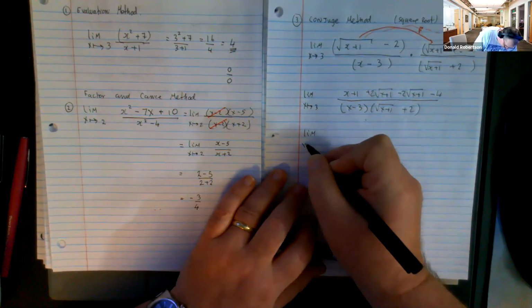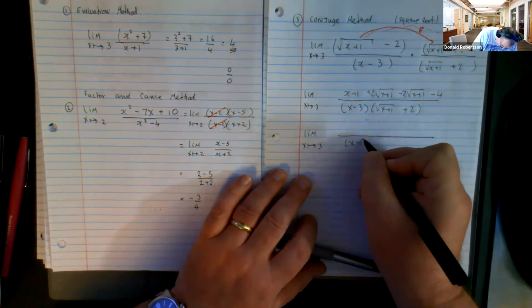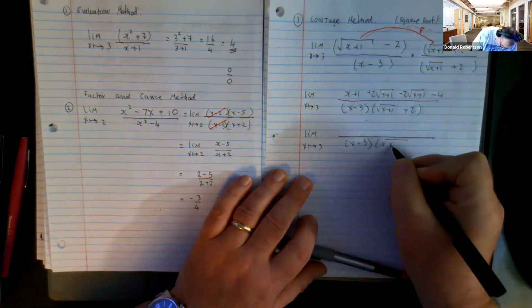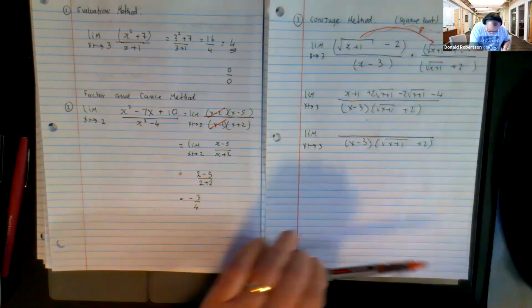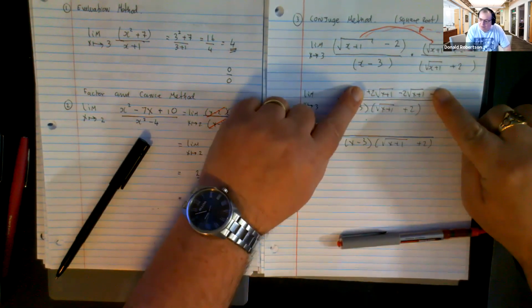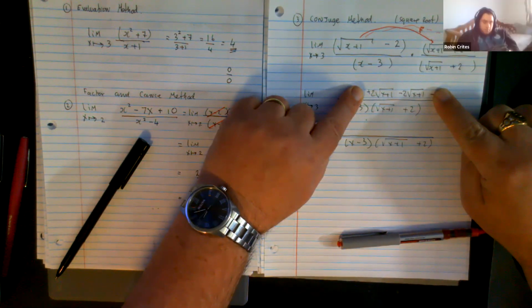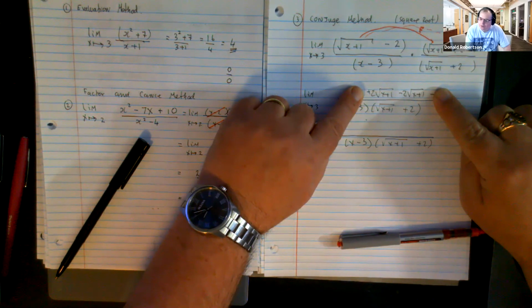And something quite magical has now happened. It's just kind of pretty. What happens to these 2 guys? Cancel. Yeah. And that's not a fluke. They always cancel. So essentially what you've done here is you've figured out an algebraic way of rewriting the original fraction without having those square roots that are causing the trouble.